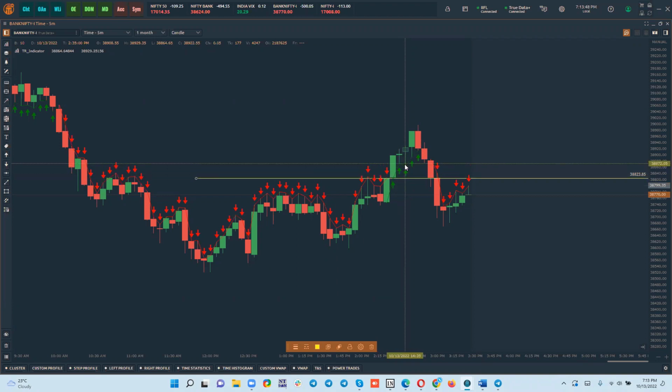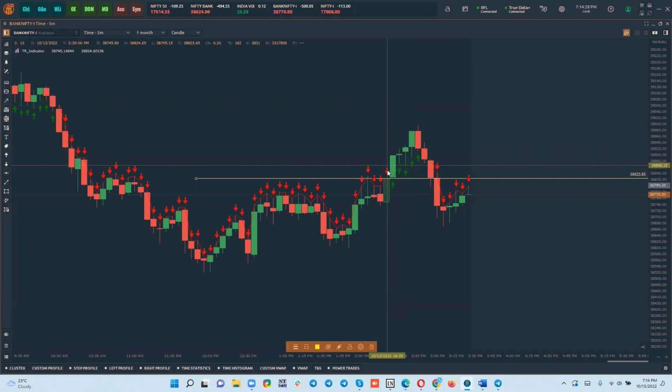Whatever risk you want to take, sometimes you decide that you will only take a second trade if the correction is almost 60% or 70% of the entire candle. Then on your second trade, the risk is only 30% of this entire candle value, right? In this case, this candle is almost 670 points. So if you decide that you will take a trade if the price comes down to say 38,850, otherwise you won't take a trade.